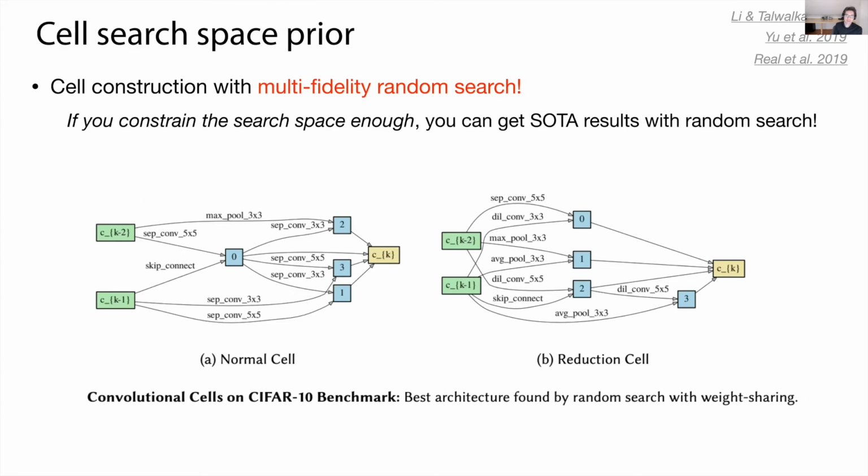Interestingly, shortly afterwards, it was also shown that you can get equally good results using multi-fidelity random search. This is a random search in which you don't evaluate every random model on the full data set, but you evaluate many random ones on a small portion of the data set, and only the ones that work well on a small portion of the data set you try on larger data sets, and so on. And apparently they got very good results just doing that. So this tells us that a lot of the power lies in the cell search space. It is a very strong, useful prior for these types of tasks.